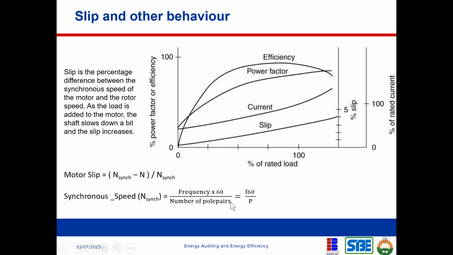So if you are told that the number of poles is 4, then the pole pairs will be 2, unless they specifically mention that the pole pair is 4. If you are told that the motor has a number of poles which is 4, know that the pole pair is 2. In short, this is the formula for calculating the synchronous speed of the motor.